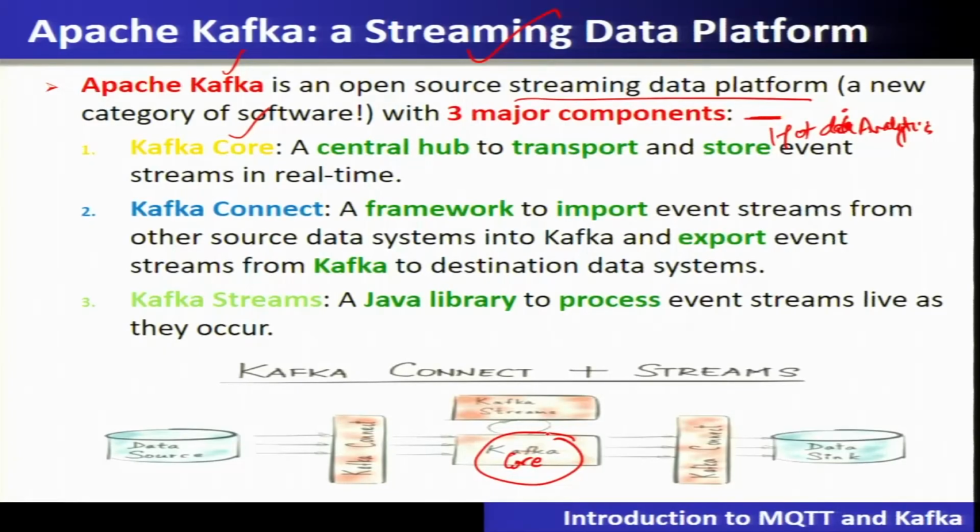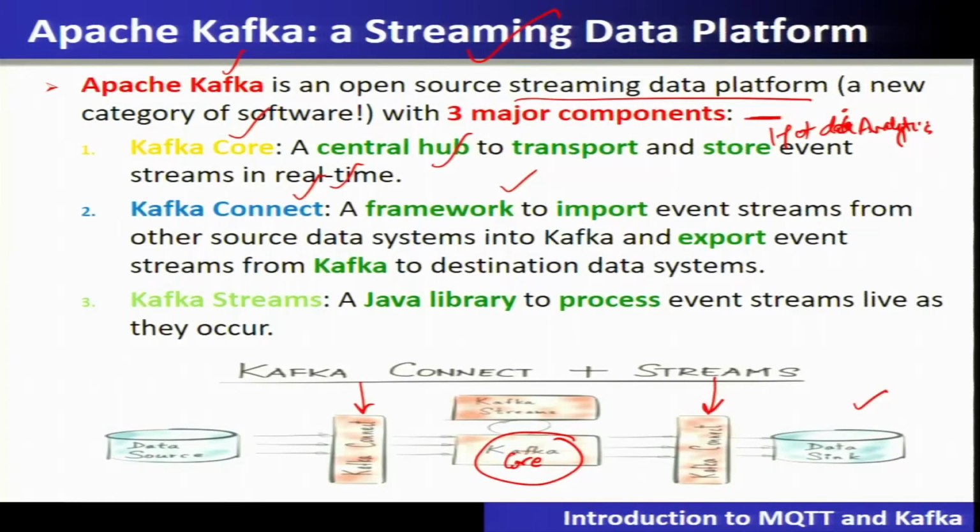This is Kafka core, the central hub to transport and store the event streams in real time. Then there is Kafka Connect. You can see that there are two Kafka Connects, one at the producer and the other at the sink. This is the framework to import event streams from other source data systems into Kafka, and export event streams from Kafka to the destination data system.